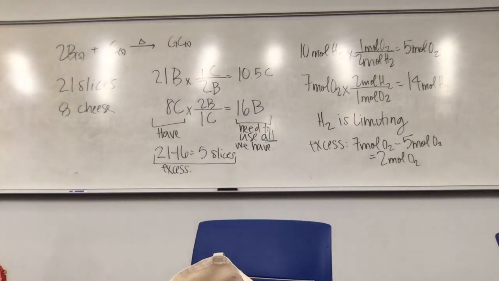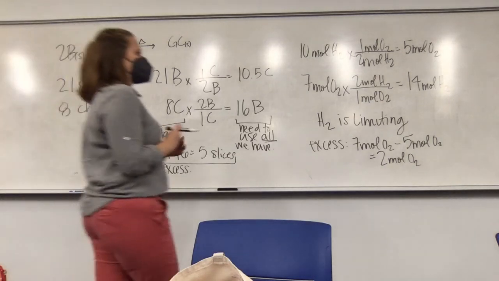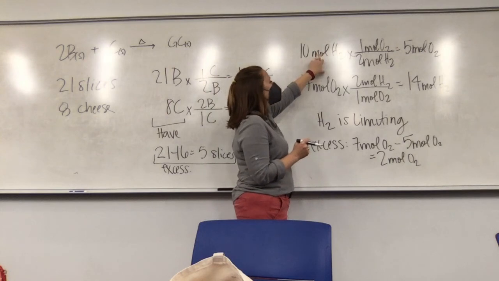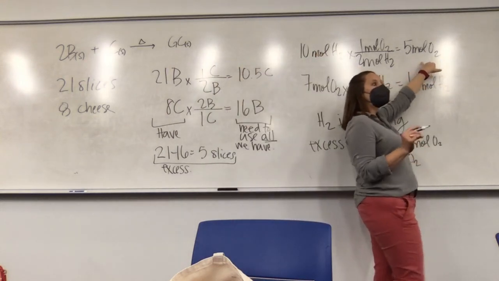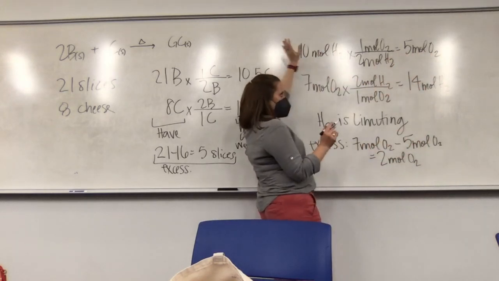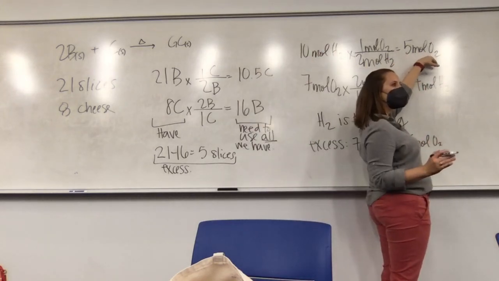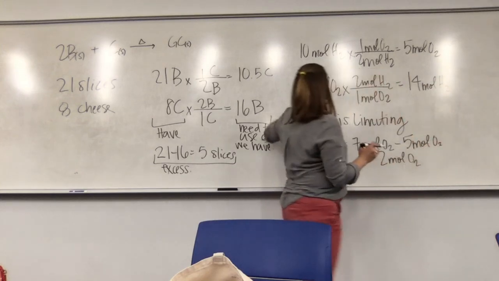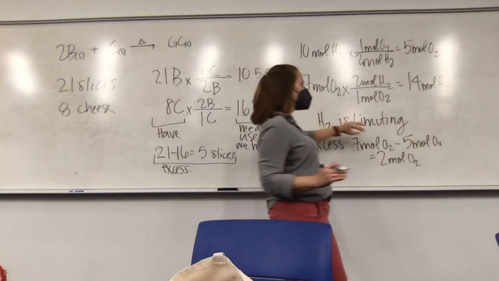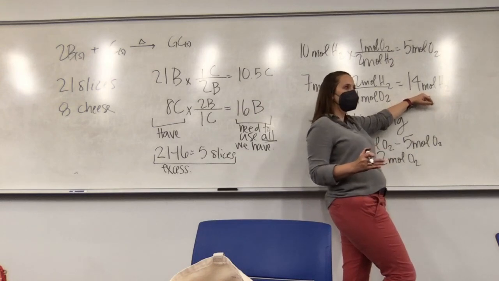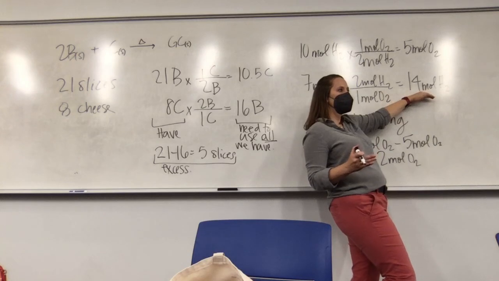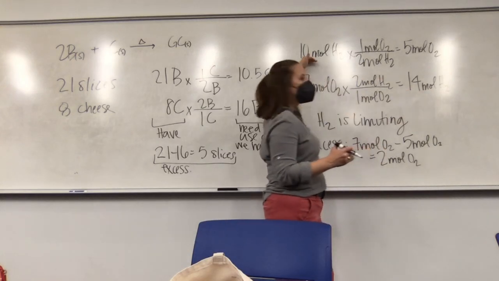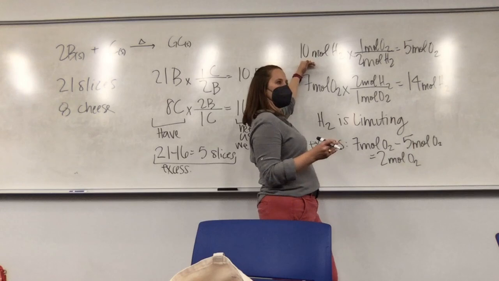How do you know which one's the limiting? Is it the one that when you do the calculation has the biggest amount of moles? So this is what you have. This is what you need. In order to use up all of this, you have to have 5 moles of oxygen. Alternatively, 7 moles of oxygen requires that you have 14 moles of hydrogen. You don't have this many because you only have 10, which tells you that it's the limiting reactant.